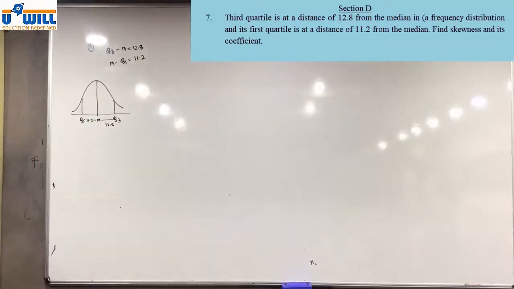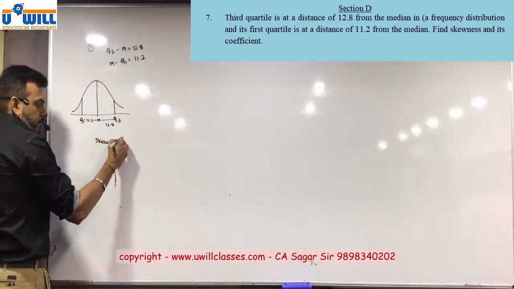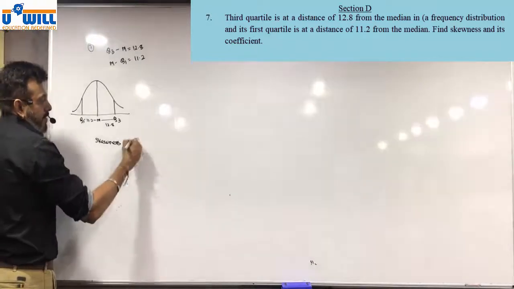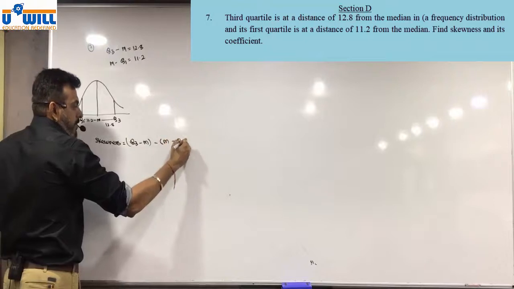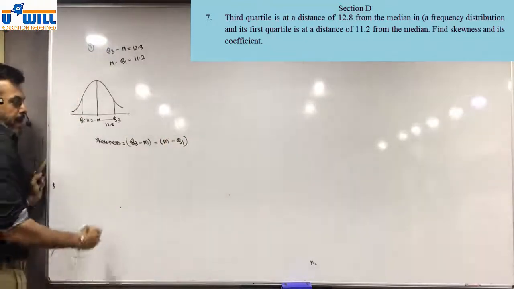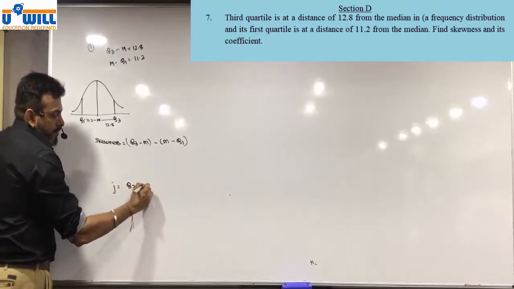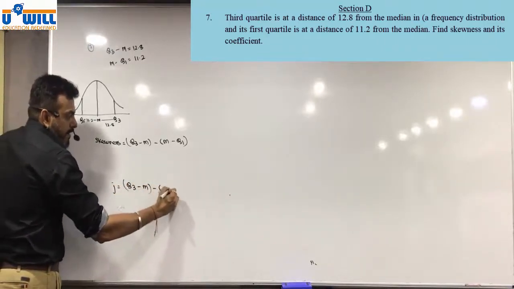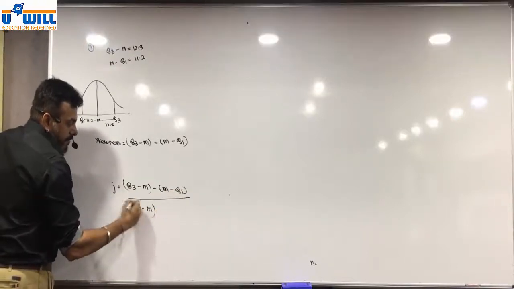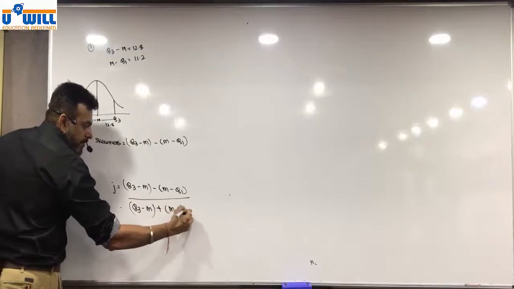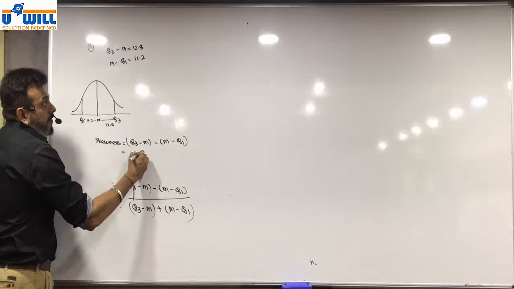Now, the formula. Skewness, by Pauli's method, is Q3 minus M minus M minus Q1. And coefficient J is equal to Q3 minus M minus M minus Q1 upon Q3 minus M plus M minus Q1. Can we solve this? Very simple now.